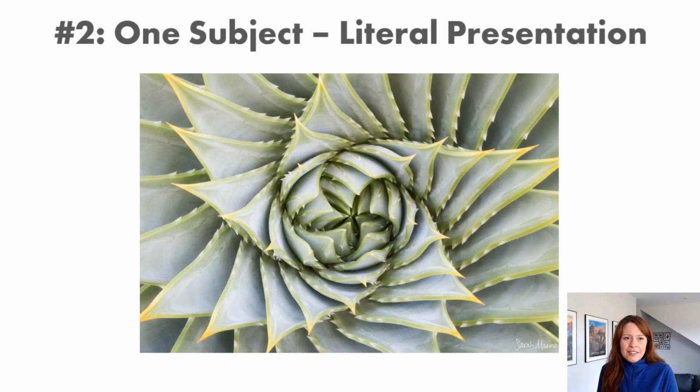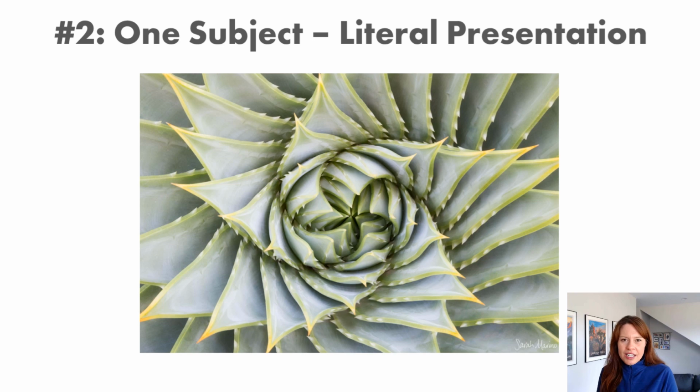The next way is this idea of having one subject with a really literal presentation. So again, we're revisiting the spiral aloe, and you can see the really graphic nature of this plant. With lots of repetition, that spiral is really engaging. So I love this plant so much. This is one of my favorite photographs that I've taken, mostly not because it's a great photograph, but because I absolutely love the plant. But this, I think, is a great example of where you're really presenting a subject very literally.